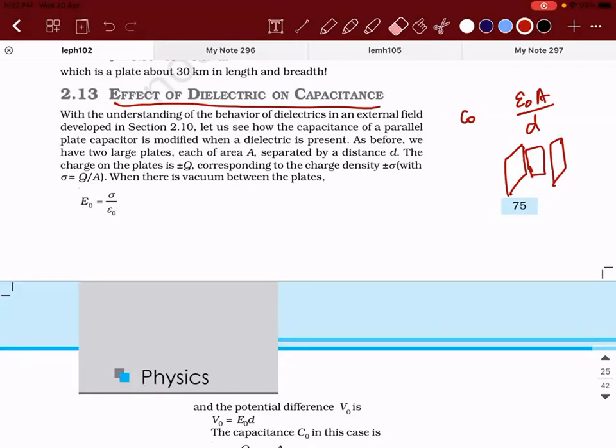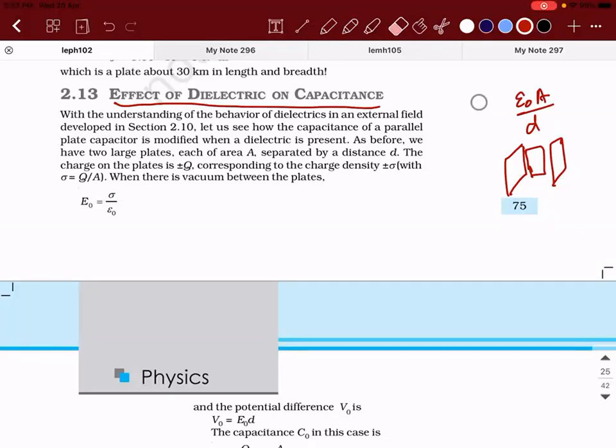When you spoke about a conductor, what was the net electric field inside? 0. But when you spoke about an insulator, what was the net electric field inside? E0 minus E induced was equal to something. What was it? E naught divided by K. This K is actually kappa, called relative permittivity or dielectric constant. Are you able to understand? That is a very important expression which we are going to use now. Shall we get started?